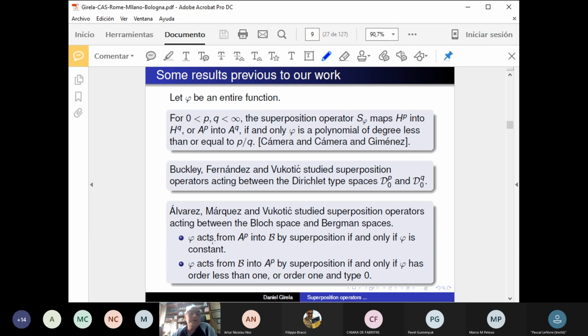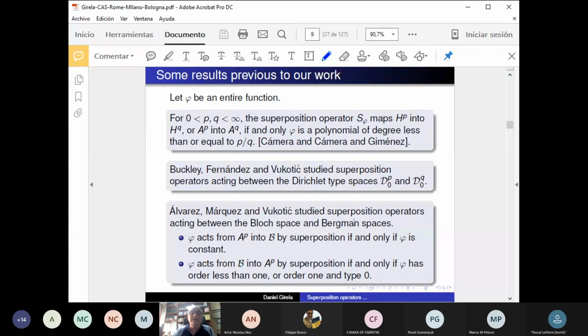And they proved this result. I'm going to state one of the results that is the following. The superposition operator S phi maps AP into the Bloch space if and only if it is constant. And if we go the other way, S phi maps the Bloch space into the Bergman space AP if and only if, well, the condition that they obtain is phi is an entire function of order less than 1 or of order 1 and type 0.